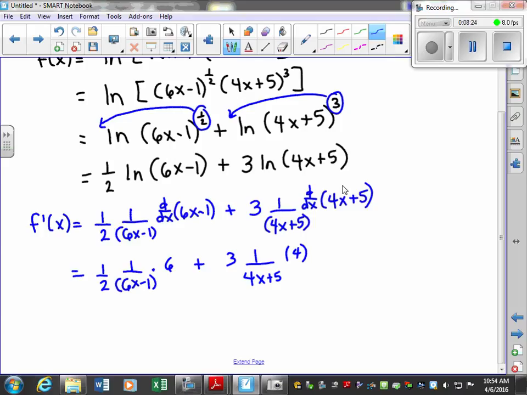Now let's simplify this. In the numerator we have a 6. If we divide it by the 2 in the denominator, then we would just get 3 over 6x minus 1. And then over there we would have 12, 3 times 4 in the numerator. Okay, this is a solution, but we're going to get a common denominator and add like terms to simplify this into one term. So I'm just going to pause it and do that work to the side. You can check your answers.